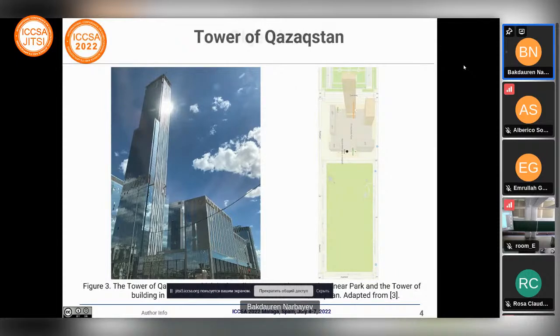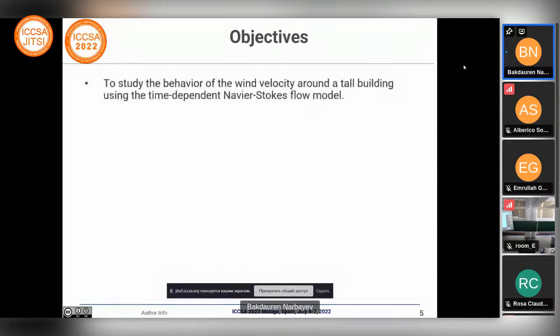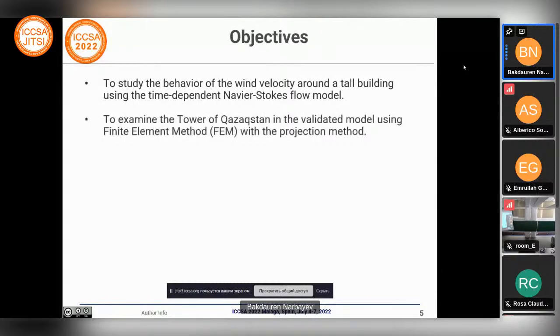So this leads us to our objectives. In our research, we study the behavior of the wind velocity around the Tower of Kazakhstan by using the time-dependent Navier-Stokes flow model. To examine our model, we used a finite element method with a projection method by utilizing the open source DOLFIN library. The numerical model was verified by the experimental data. To our knowledge, such a model using computational fluid dynamics has been scarcely investigated for the Tower of Kazakhstan.